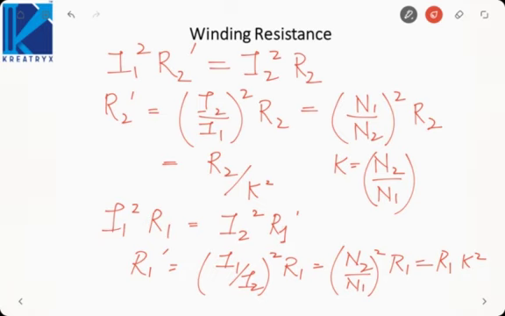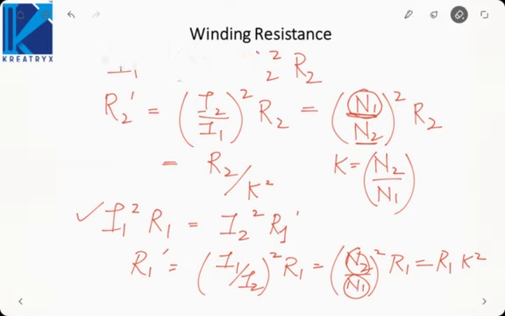So to transfer the resistance from one winding to another, we have to multiply the resistance by the turns ratio square. In the numerator, the turns should be of the side where you are transferring the resistance to. In this case, I was transferring the secondary resistance to primary, so in the numerator we had primary number of turns, and in the denominator we had secondary number of turns. In the second case, we were transferring the primary resistance to secondary, so in the numerator we had secondary turns, and in the denominator we had primary turns. So that is how we transfer the resistance from one winding to another winding.